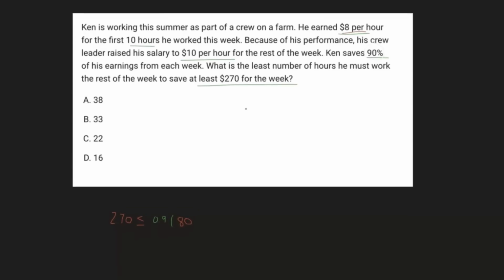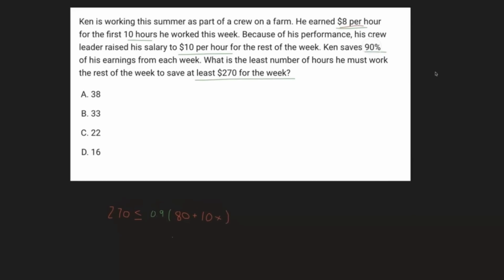We don't know how many hours he's going to work at $10 an hour, but we know that he must work a certain amount of hours to save at least $270. Therefore, we can write this as plus 10, because that's the flat rate. And then we can just write x as the number of hours he works. And x, in our case, in this inequality, will represent the least number of hours he must work to save at least $270.